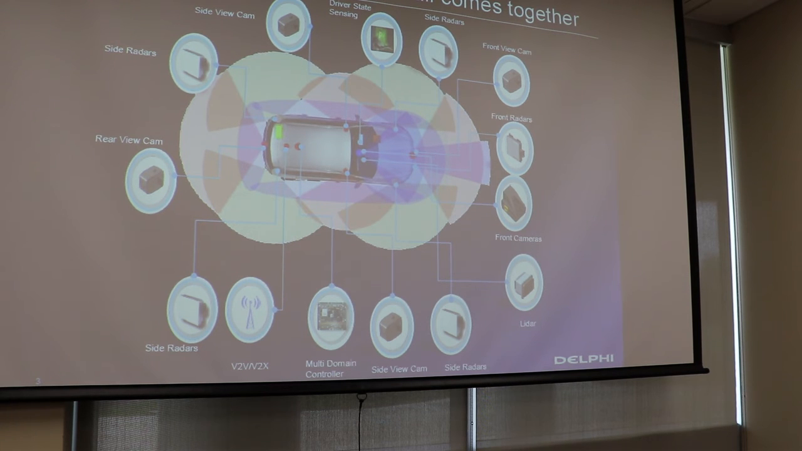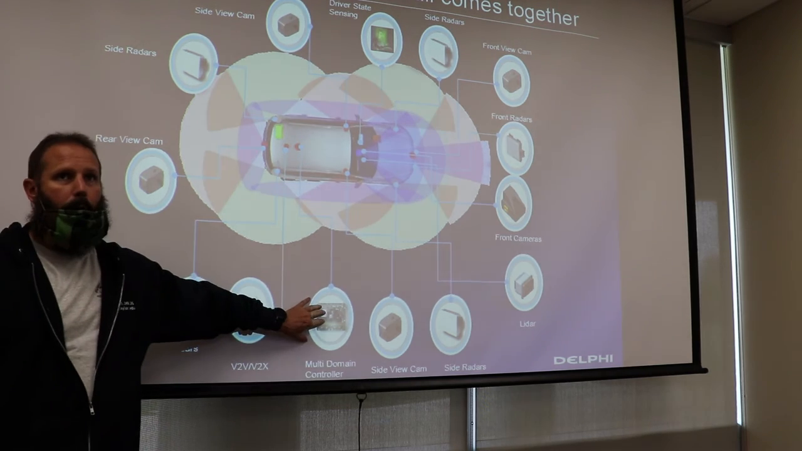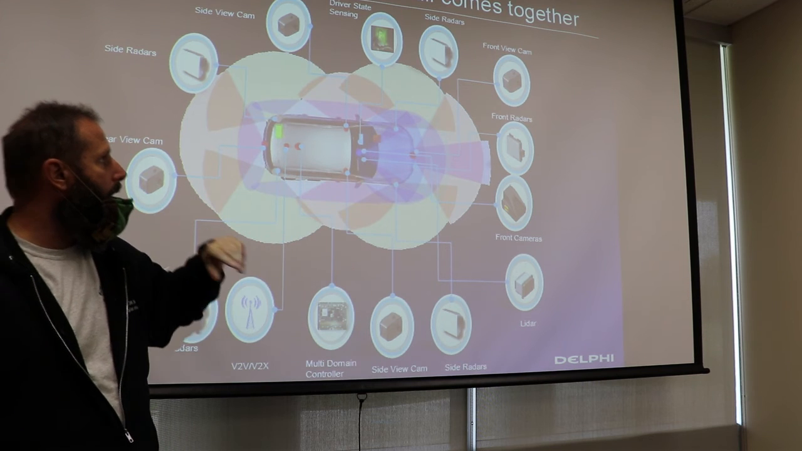So this is from Delphi, who's working on all the technology side of this. Here are all the different subsystems that go into this self-driving car. Actually, this isn't all of them; these are the major components. We've got side radars, driver state sensing, side view cameras, a rear view cam, and more side radar. We've got connectivity. I don't know what the V2V, V2X is. We've got a controller system that brings it all together. Side view cam, another side, LiDAR, front cameras, front radar.